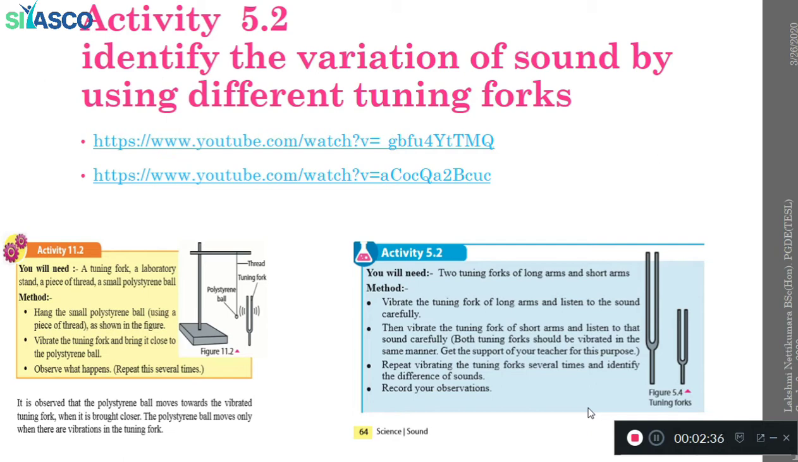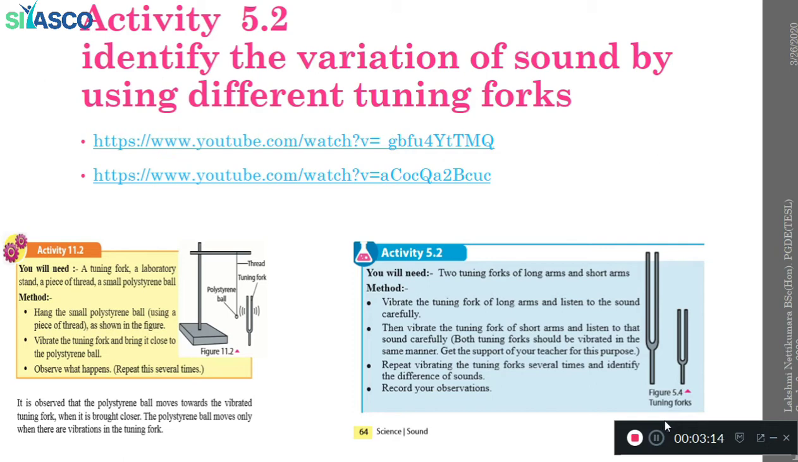In this activity, you have to get two tuning forks, one with a long arm and one with a short arm. What you have to do is vibrate these two separately, one at a time, and listen carefully to the sounds. You have to repeat the vibration several times and record the sounds. It is clear that frequency and the length of the vibrating material have a relationship.